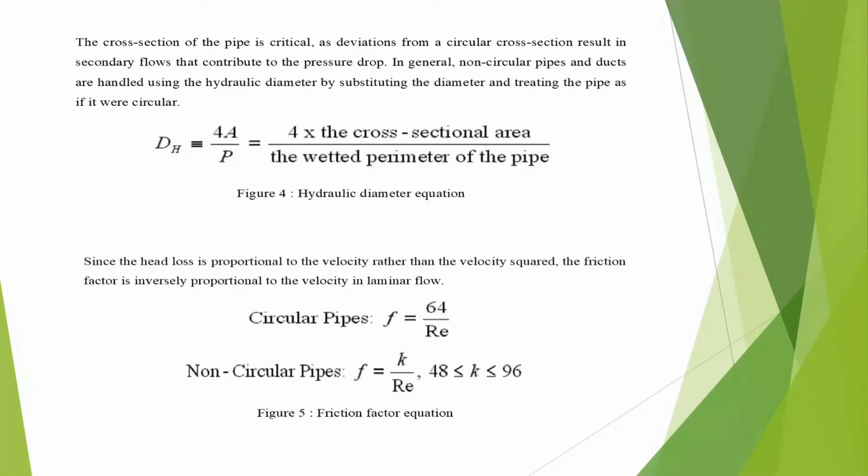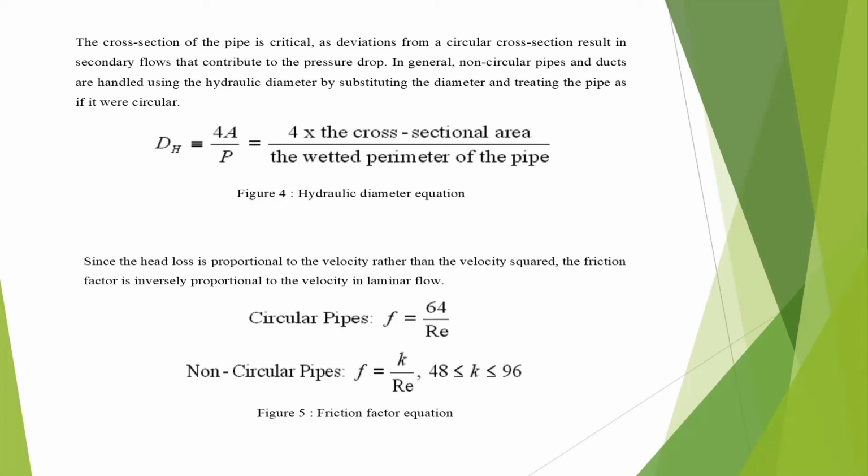Next, this is the hydraulic diameter equation. Normally, for non-circular pipes and ducts, we use this hydraulic diameter by substituting the diameter and treating the pipe as if it were circular. So we use the hydraulic diameter equation.